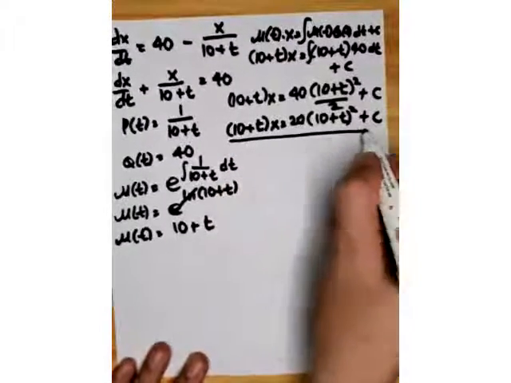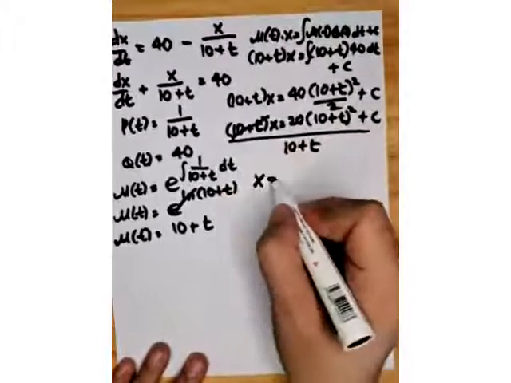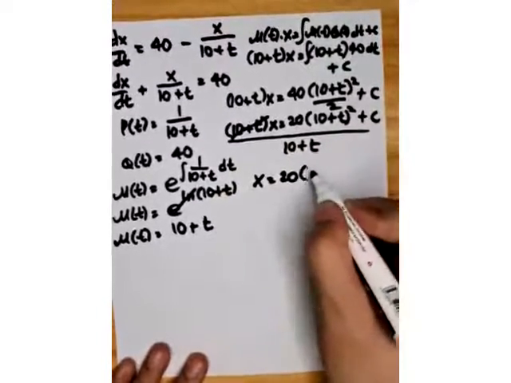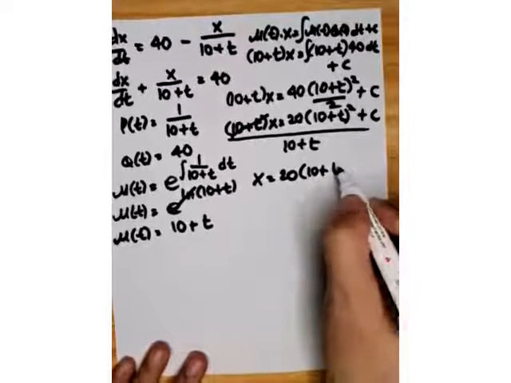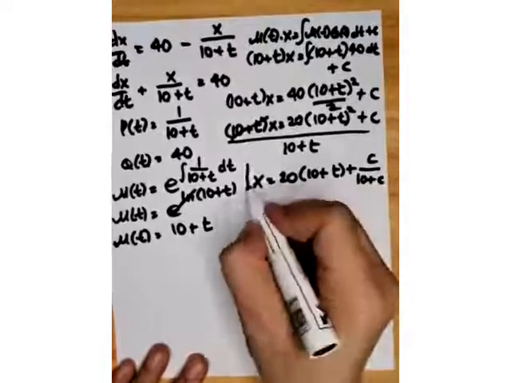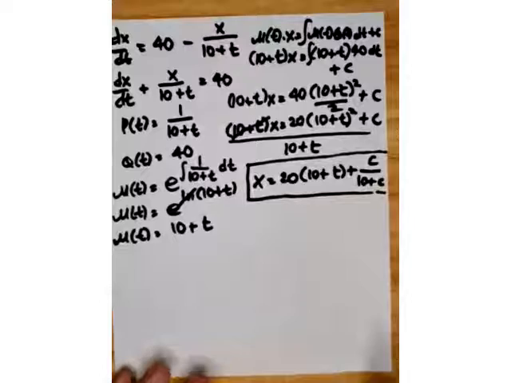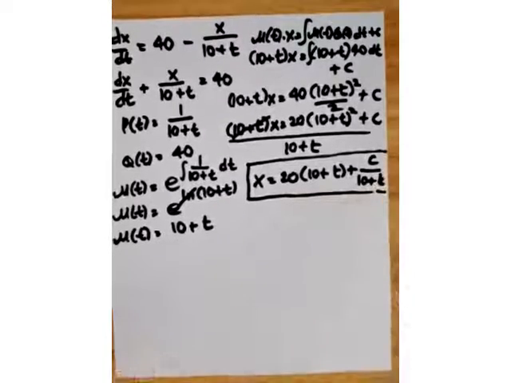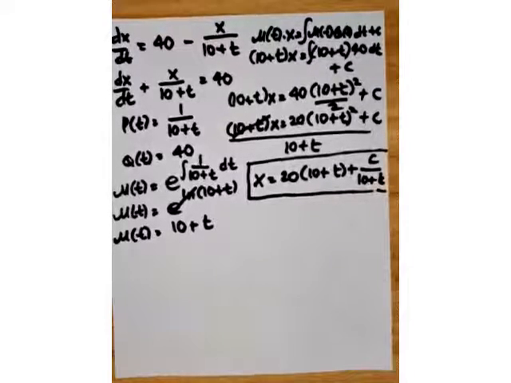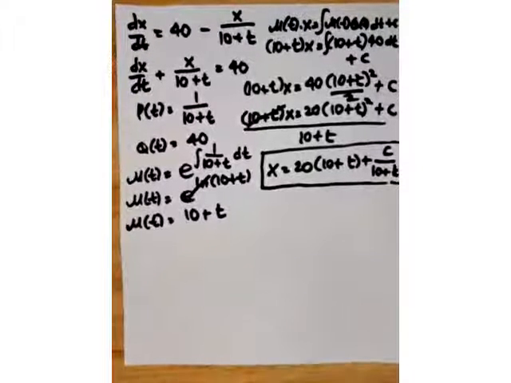And then divide this by 10 plus t. So, makancel yan. So, therefore, x is equal to 20 times 10 plus t plus c over 10 plus t. Ayan. T yun. Okay. So, that will be our general solution. So, let's proceed to our specific solution.